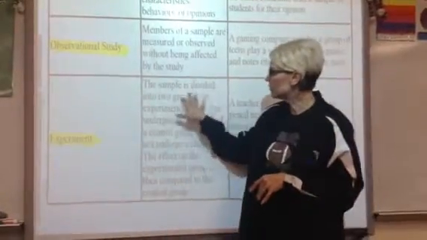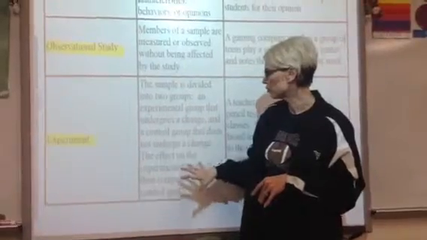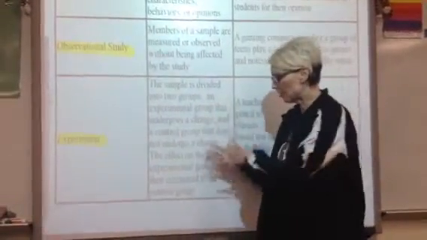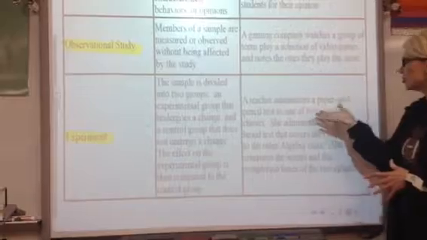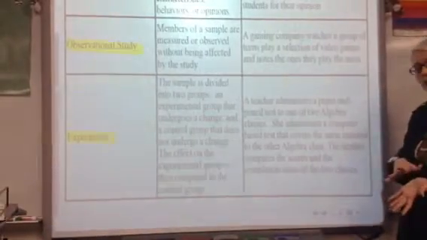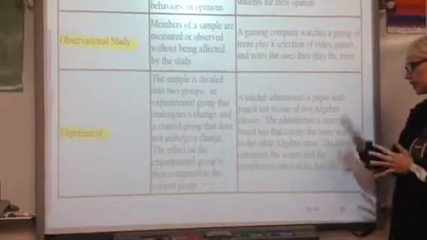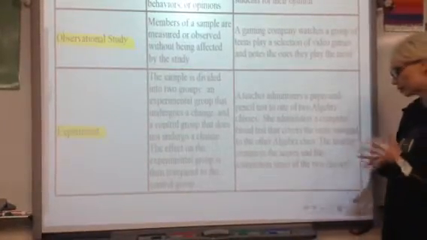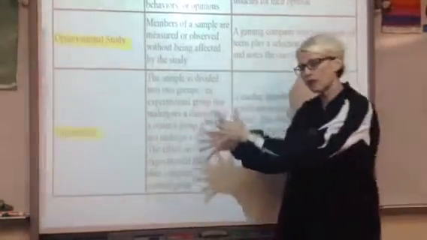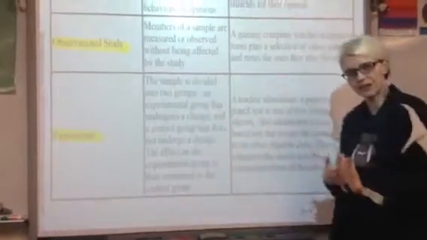An experiment is when you divide into 2 groups, an experimental group that undergoes a change and one that does not. So a teacher administers a paper pencil test to 2 algebra classes, and she administers a computer test that covers the same material to the other. The teacher compares the scores, and so that's an experiment. One was given the paper test, one was given the computer test, and how did they compare?